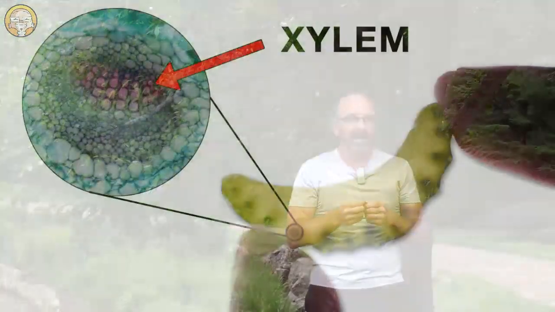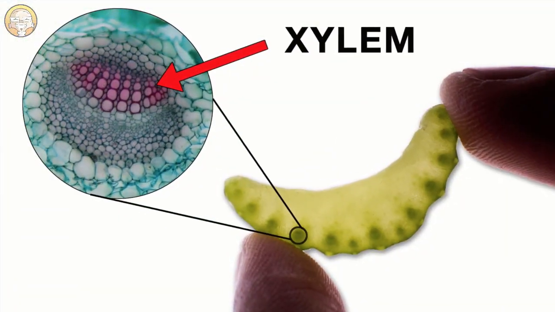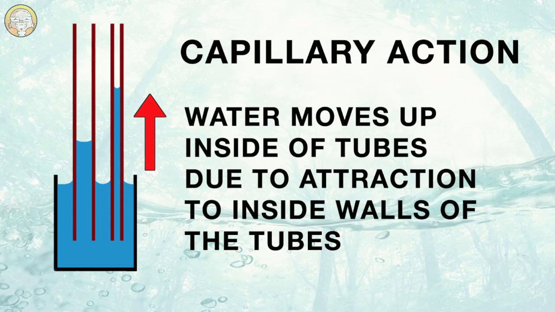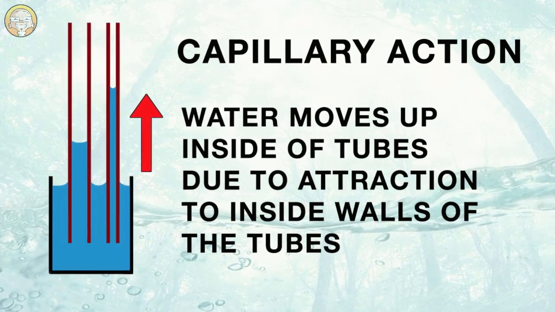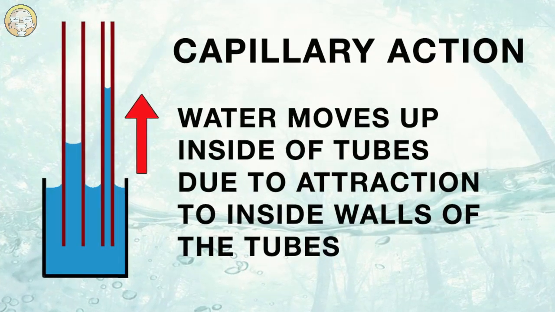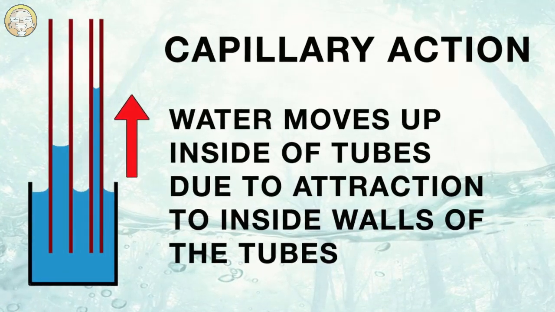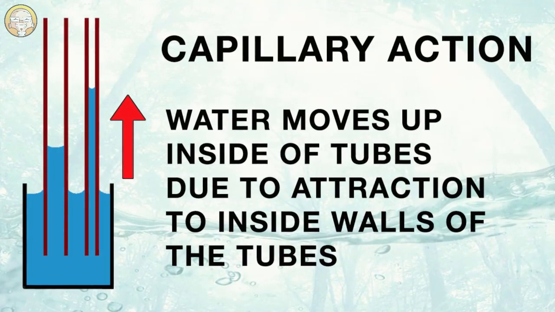Water moves up through the tree in a tissue called xylem, which is basically tubes. Now, when water is inside those tubes, it grabs on to the inside of the tubes, which keeps it from falling back down. So that capillary action, the grabbing of the water on the inside of the tube and holding on, really helps to move water up through the plant.